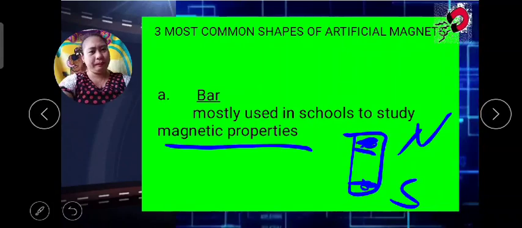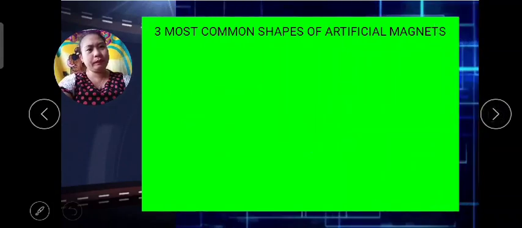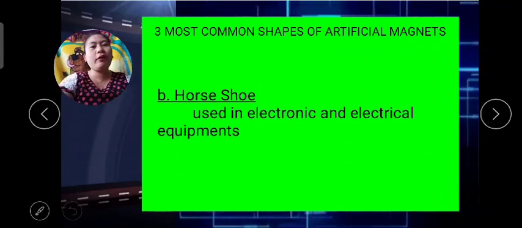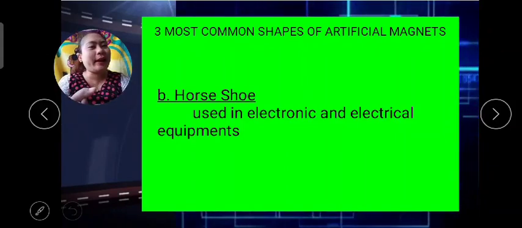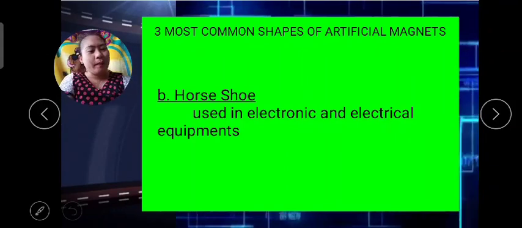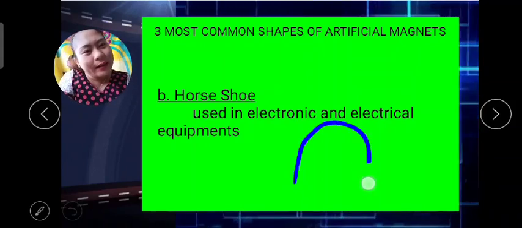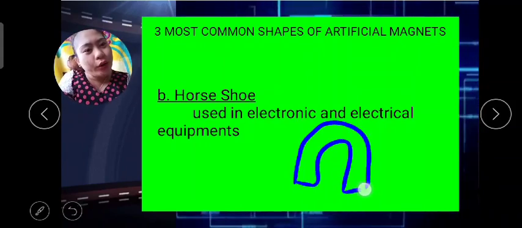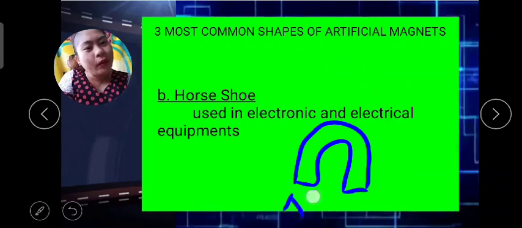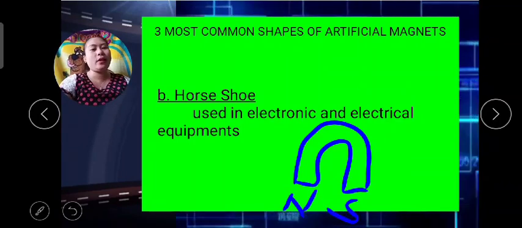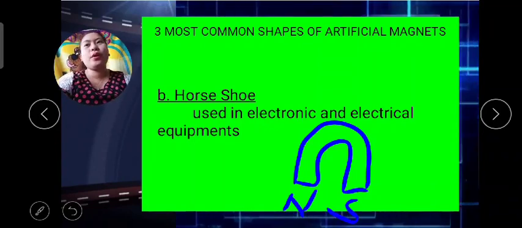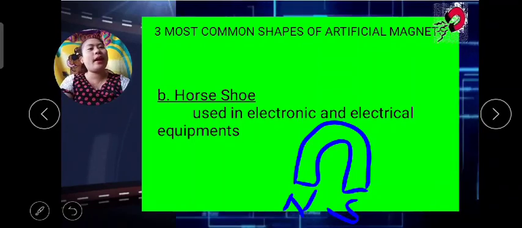Next, we also have here horseshoe. Horseshoe used in electronic and electrical equipment. So, pag horseshoe magnet, symbol niya para siyang horseshoe, wherein we have here north and south. Okay? That is horseshoe.